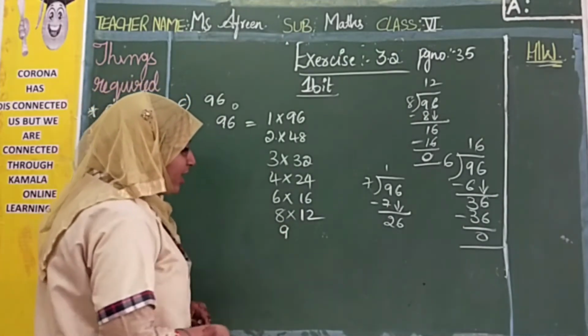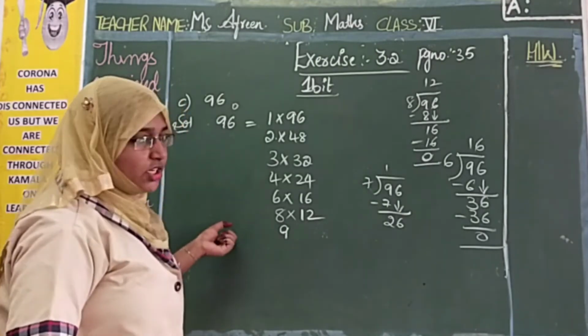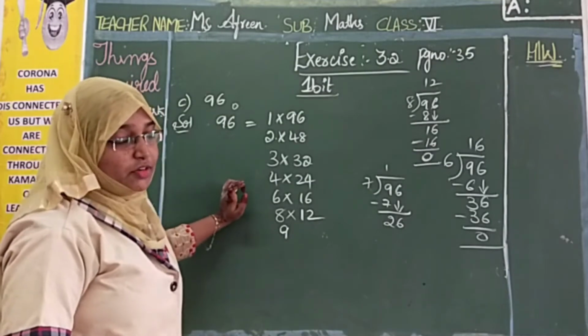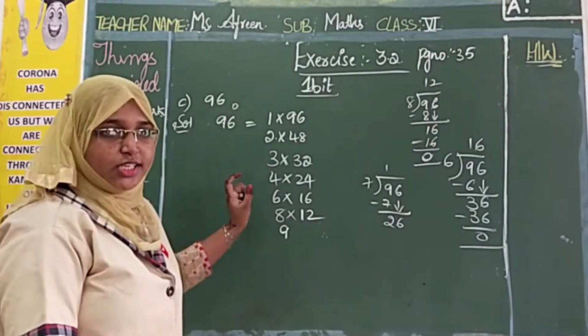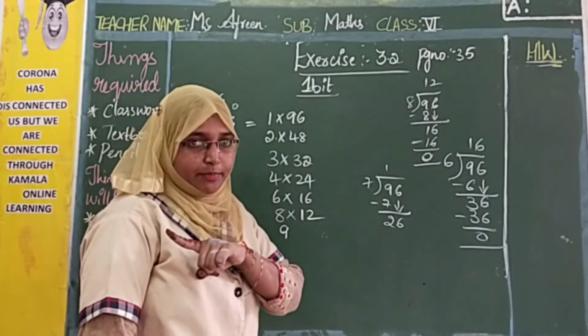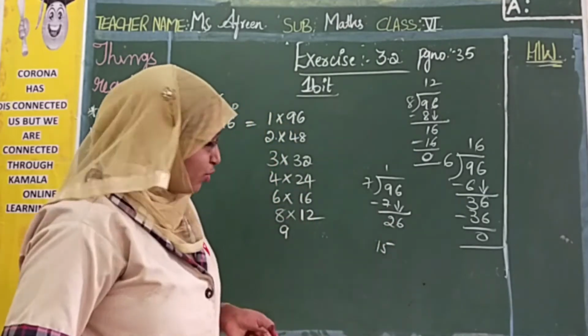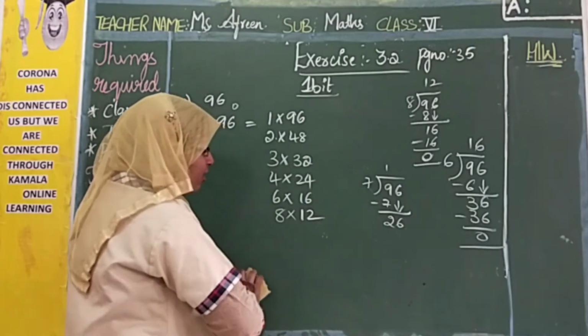Next is rule 9. Again rule 9 is the same as rule 3. The sum of the digits should be divisible by 9. Sum of digits is what? 9 plus 6, 15. But 15 is not divisible by 9 because 9 2s are 18. We want 15, right? So 15 is not divisible by 9. So 96 is also not divisible by 9.